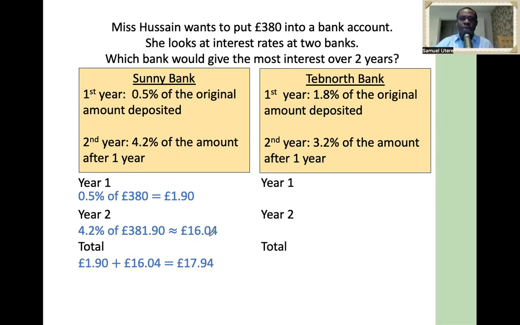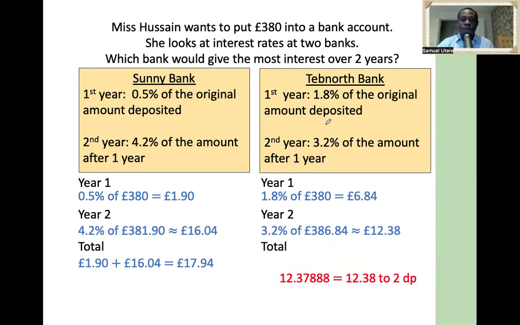Now, let's work out for Tebnorth Bank. So first year, we'll have to do 1.8% of £380. Second year, we'll have to add that amount to the original amount. So that will be 386.84, which will give us £12.38.